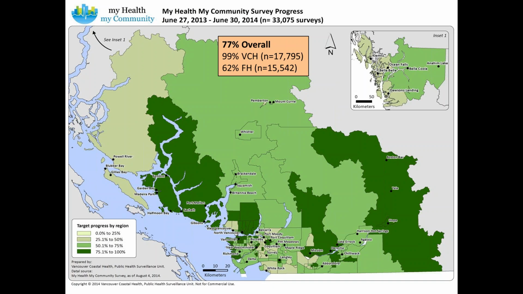You can see by this map, the darker green is the areas we got closer to our target, and the lighter green is a little harder. So more of the rural areas can be a little more challenging to get that data from, though we did have people on the ground recruiting folks to take these surveys.